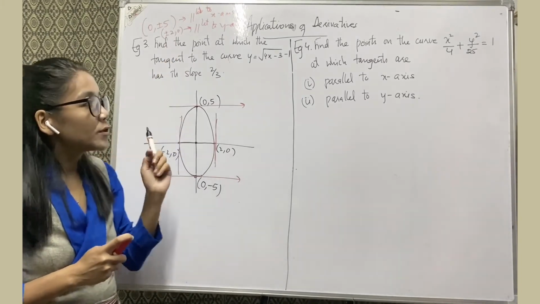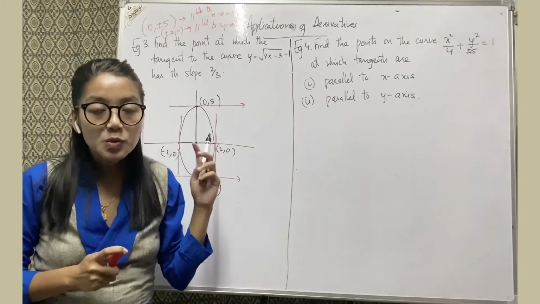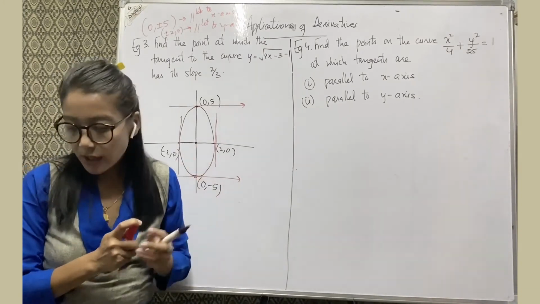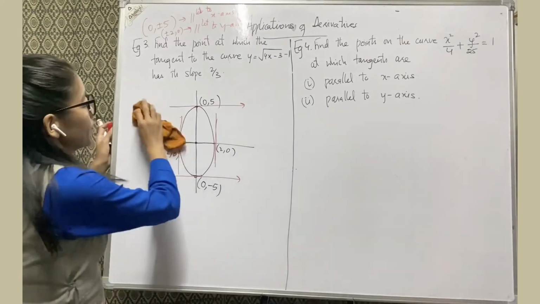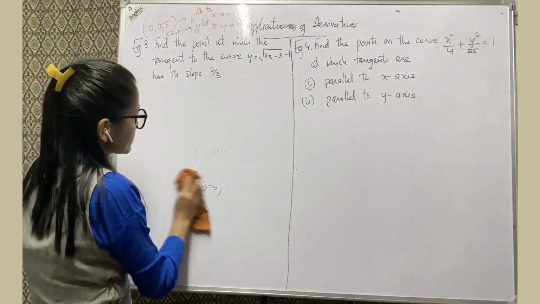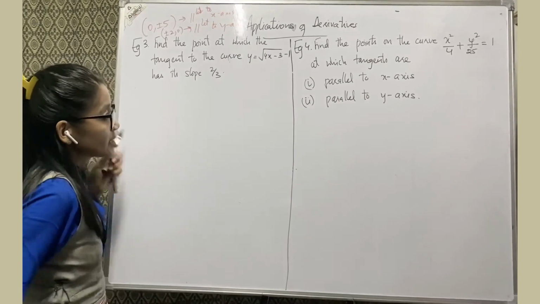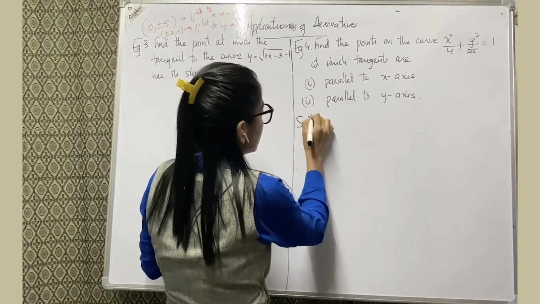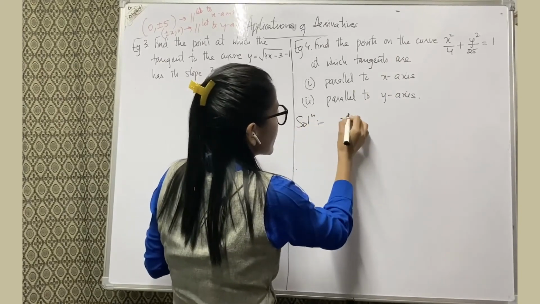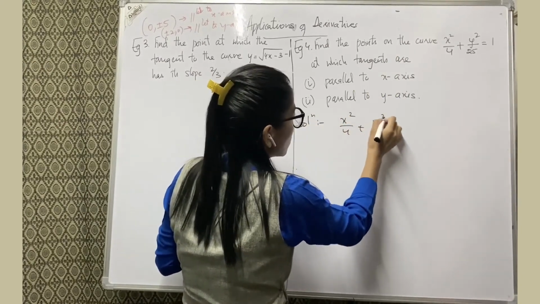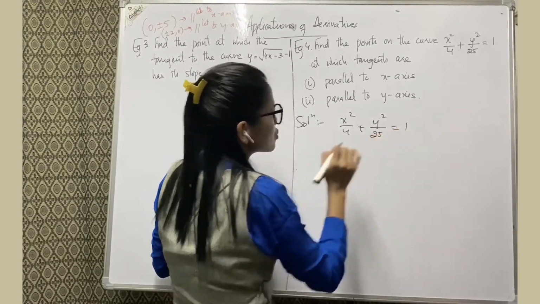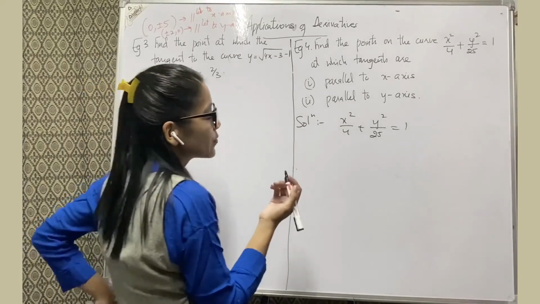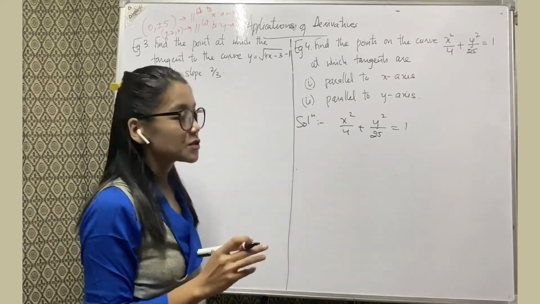Okay, now we will theoretically solve it using derivative and see whether we are getting the same answer or not. Okay, we are going to see this. So we have x²/4 + y²/25 = 1. So every time we have to find out the slope of the tangent. Okay, so for that we need to find out dy/dx. We have to differentiate it.